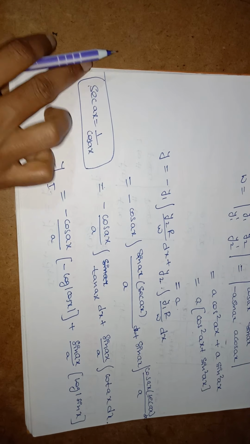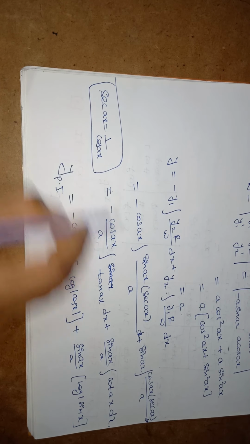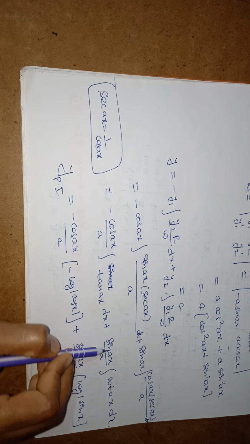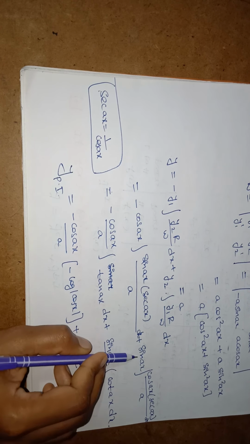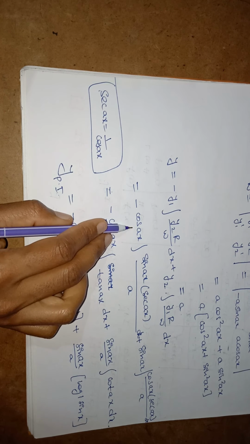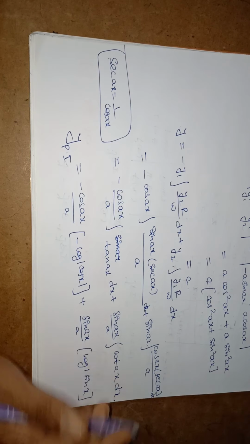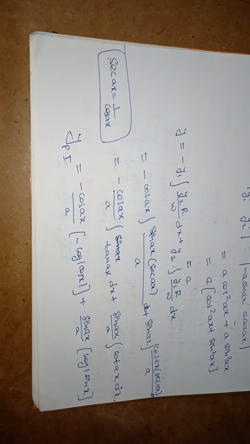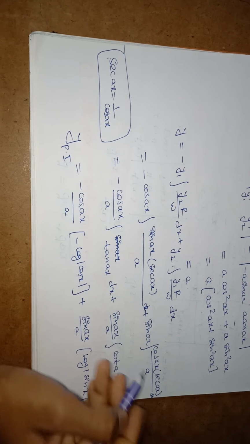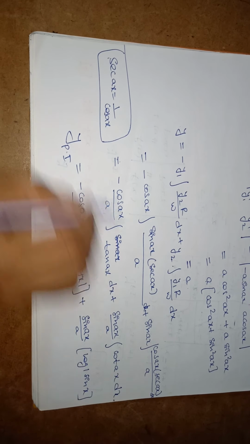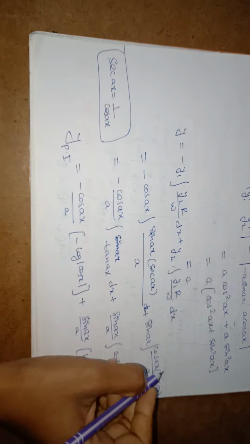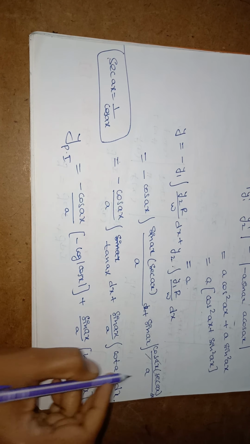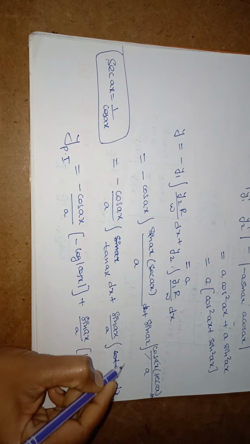See, as we know, secant ax is 1 by cos ax. Substitute here. Sin ax by cos ax is tan ax dx plus sin ax by a. I have taken a outside of the integral as a is constant. Now cos ax by, sorry, please correct this one. As secant ax is nothing but 1 by cos ax, we have cos ax by cos ax getting cancelled. Now we are left with a, so here we have 1.